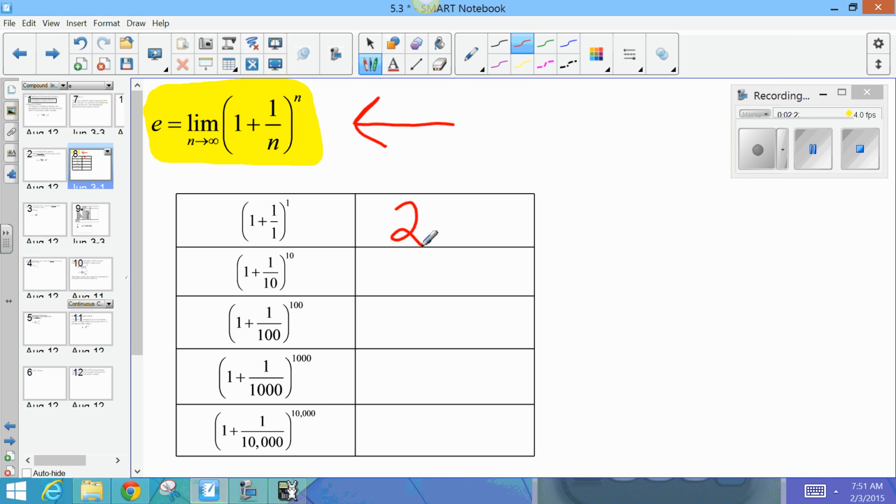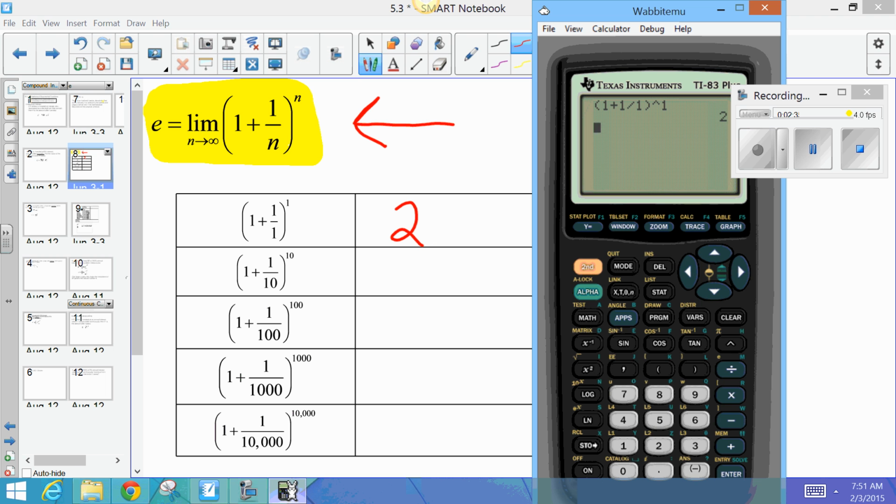Now, in each subsequent problem in this table, my n is getting bigger and bigger. So we're just going to analyze what happens. It's getting bigger by a power of 10. But let's see what happens as n gets to be very, very big. So again, we'll do the same problem: 1 plus 1 over 10, to the power of 10. I get 2.5937.